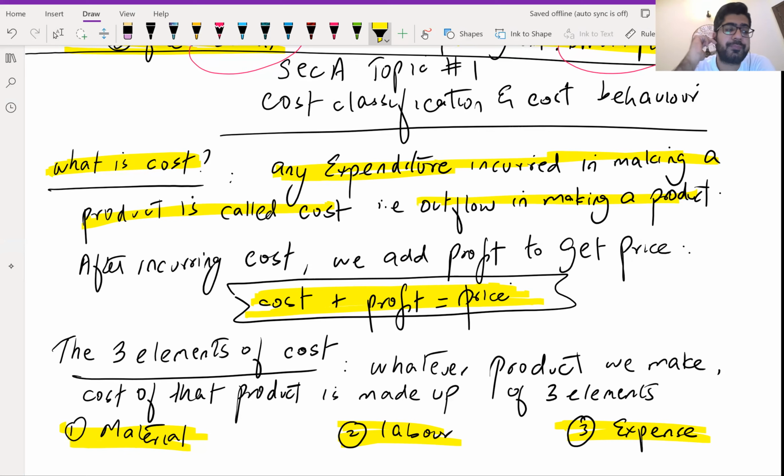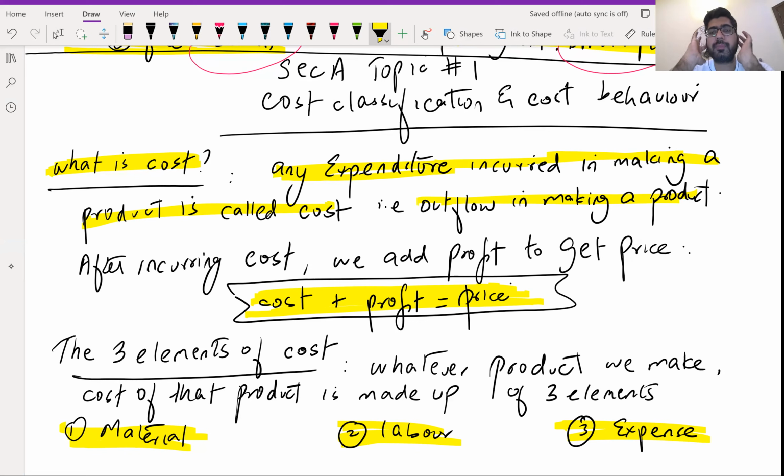That is called cost. For example, consider a bakery owner making a cake. Do you think the cake would be made for free? No. He will incur some expenditure in making that cake. That is called cost. Like if he spends $5 on making that product, $5 is the cost.